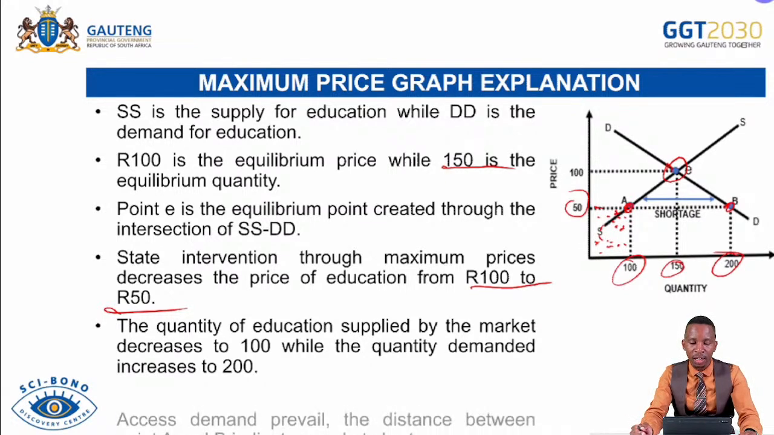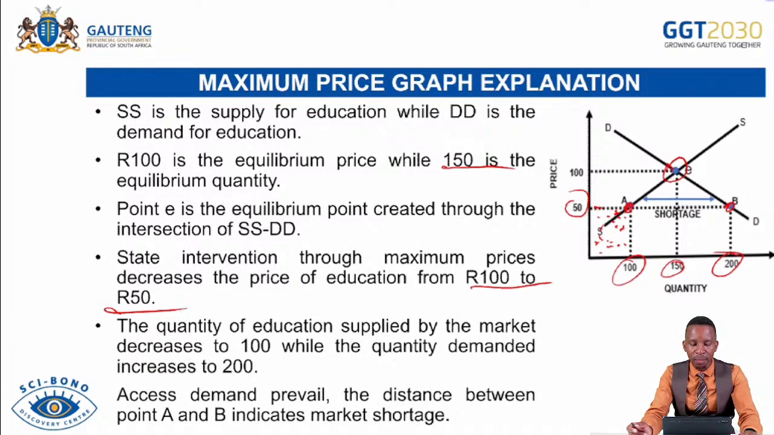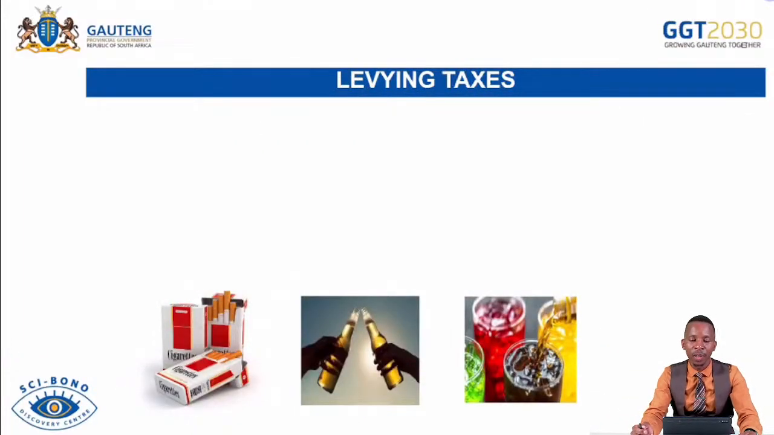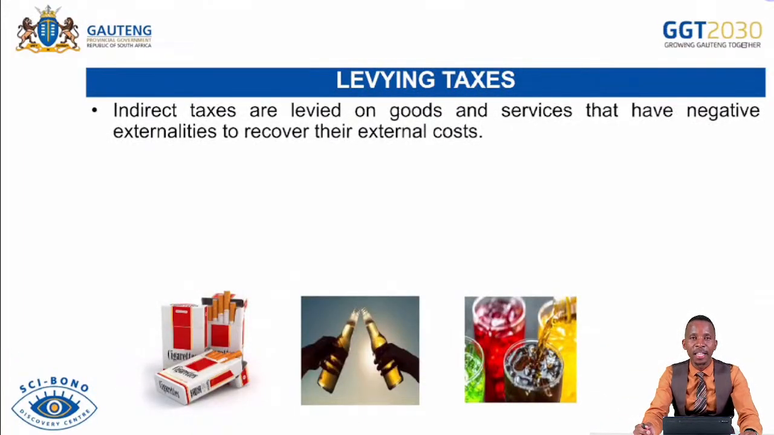Then the government decides to intervene. Excess demand prevails. The distance between point A and point B indicates the shortage of education from the market. Therefore, the state intervenes by making the provision of education. And then the effect of levying taxes.